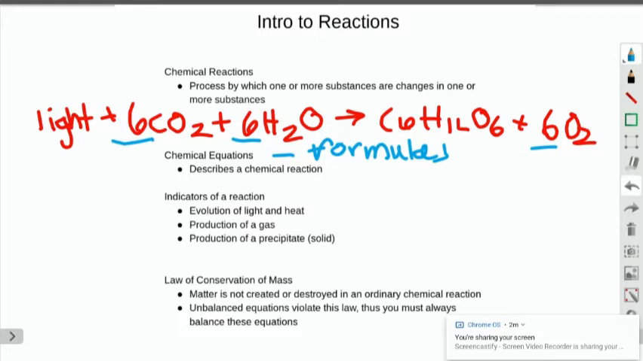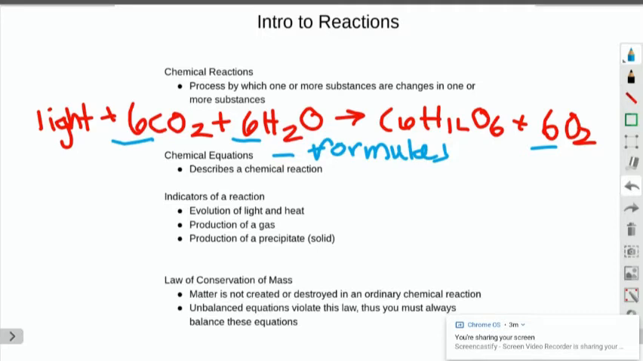Like I said, it's a process where you start with one or more substances and they are changed into another substance or more substances. So you can tell when you have a chemical reaction because light or heat will be produced. There will be a production of a gas, or there will be a precipitate, which is really just another word for a solid that forms.